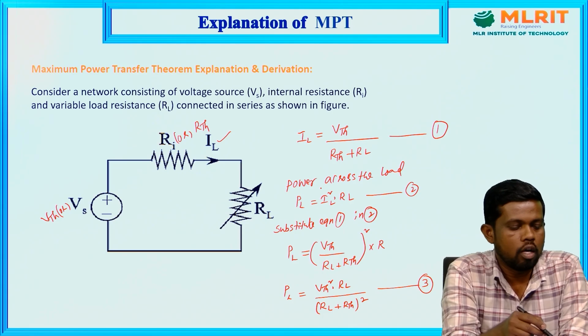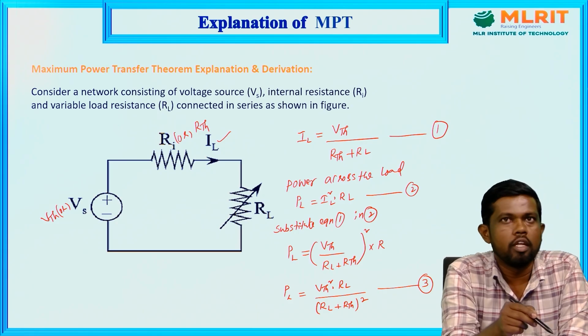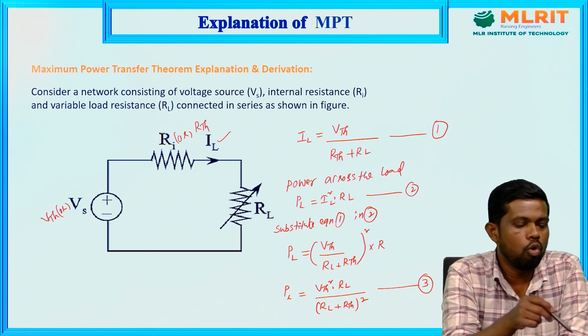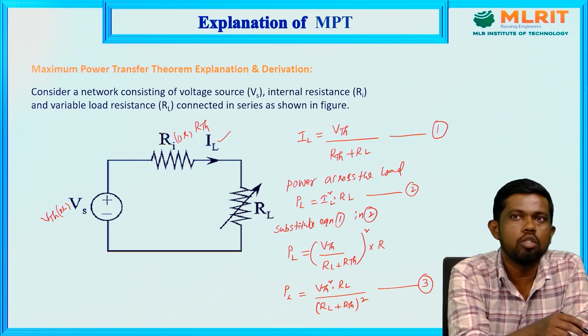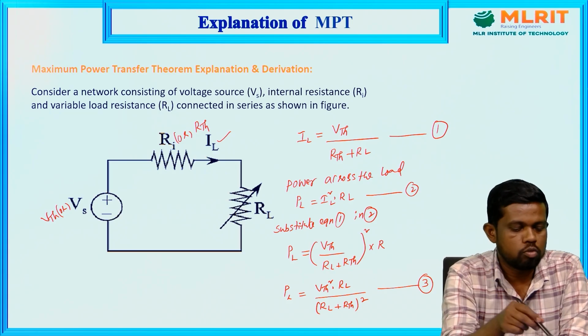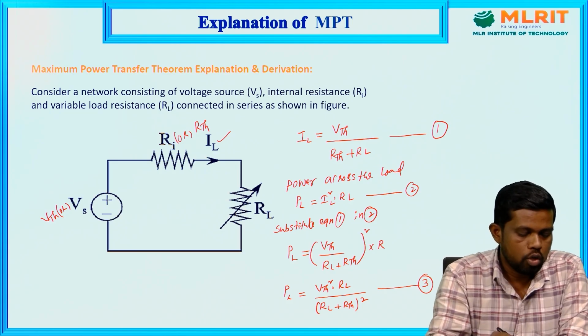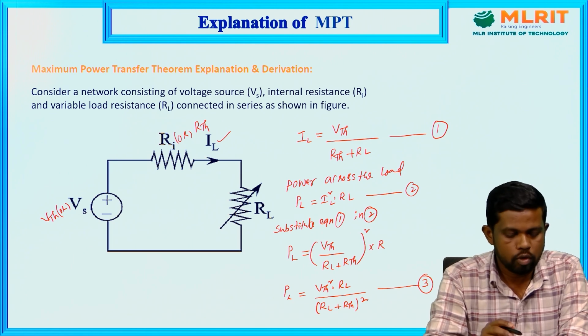Why should we concentrate on the load power? If we are able to get the load power, then only will we get the maximum amount of power to the load, because the theorem says that the maximum power is transferred from the source to the load when the load resistor is equal to the source resistance. That's why we have derived this. The load power value equals VTH square into RL upon RL plus RTH square.